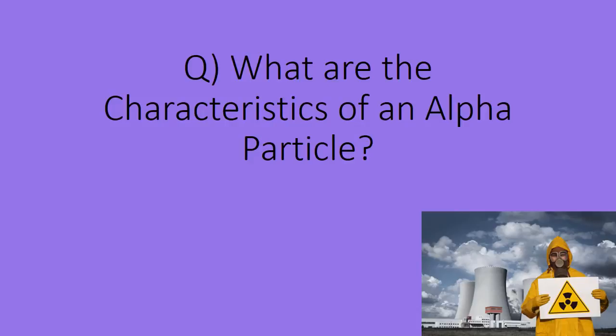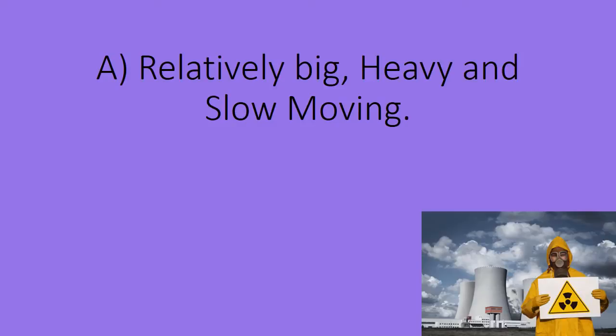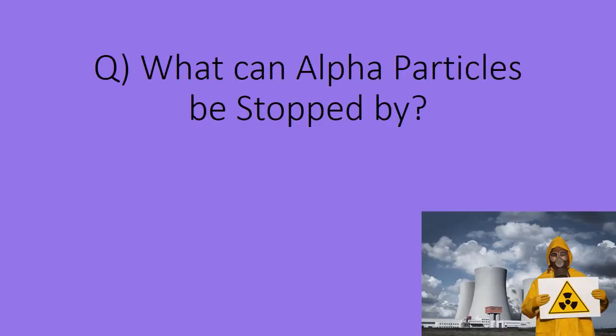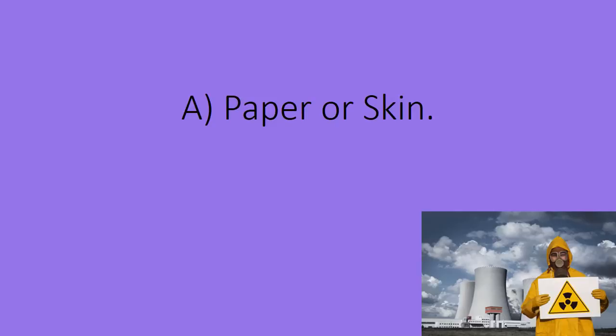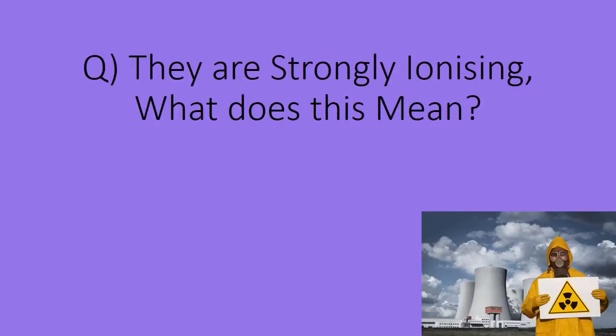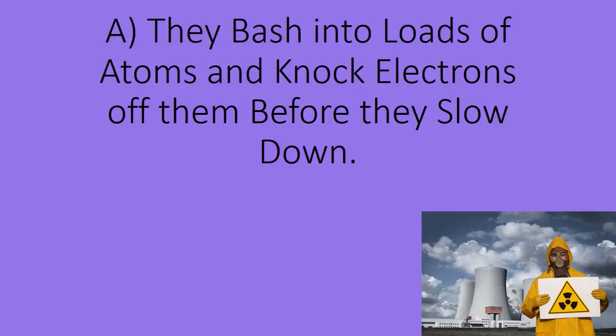What are the characteristics of an alpha particle? Relatively big, heavy and slow moving. What can alpha particles be stopped by? Paper or skin. They are strongly ionizing. What does this mean? They bash into loads of atoms and knock electrons off them before they slow down.